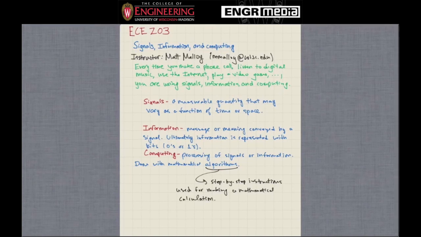Okay, so that's really what this course is going to be about. We're going to look at algorithms, which we just defined, which are step-by-step instructions for making some sort of calculation. And that's very related to computing. Computing requires algorithms, and computing is just processing of signals and information. So in this course we're going to deal with the mathematics and the understanding behind these three things. So let's see an example of this.